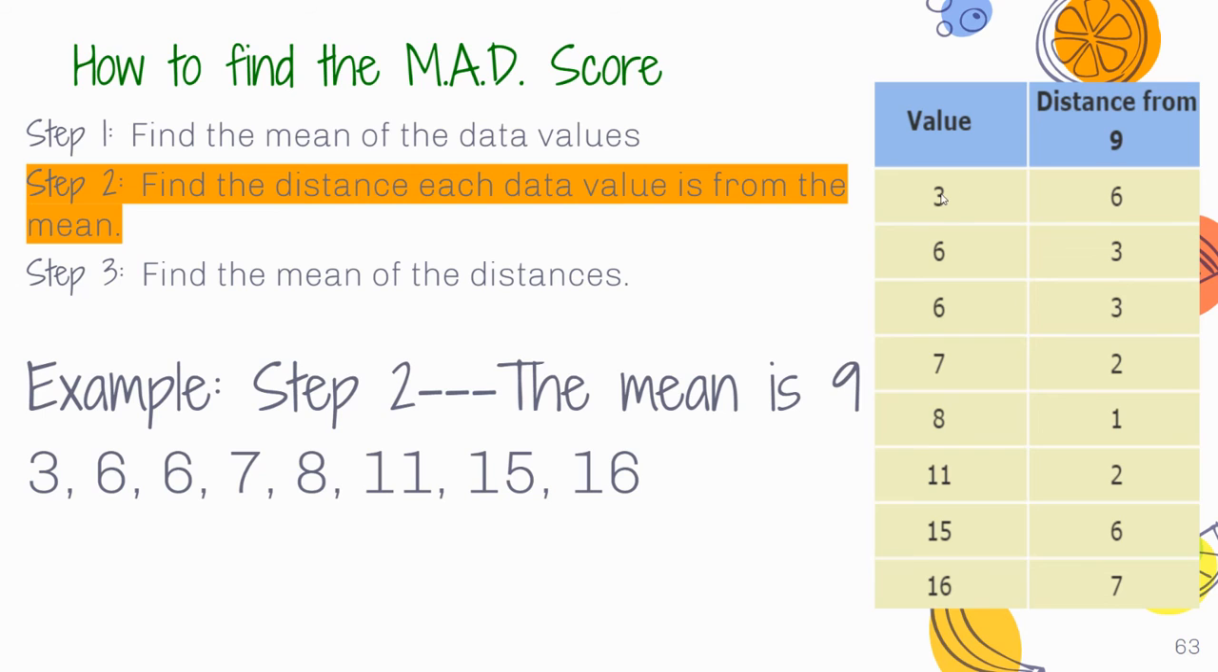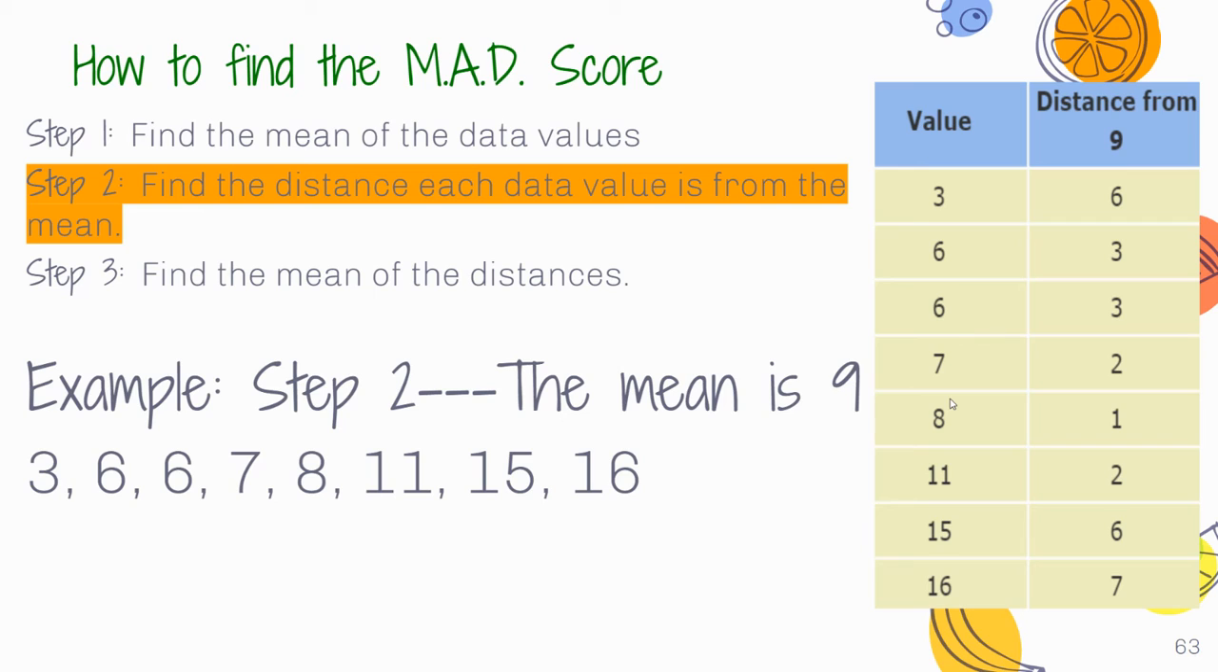So the data value of 3 is 6 away from the mean. The data value of 6 is 3 away from the mean, and so on. 7 is 2 away from the mean. The distance from the mean is what's shown over here. That was our second step.